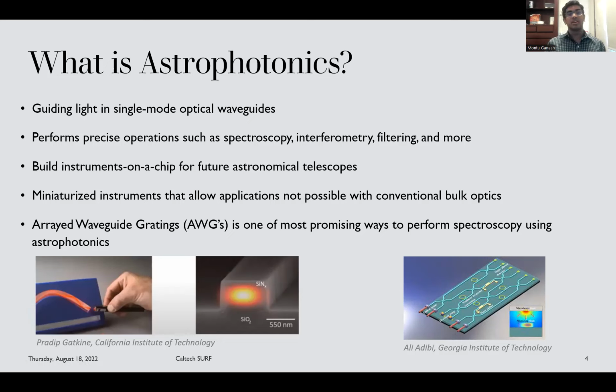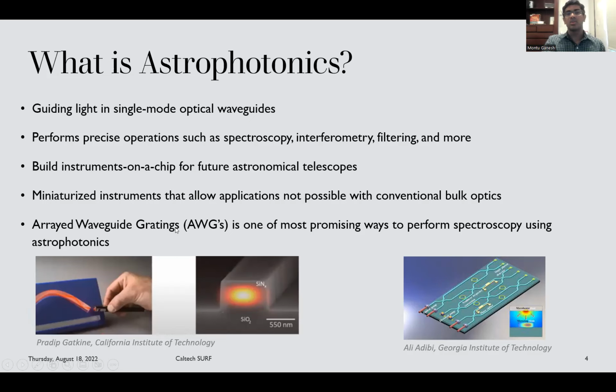So that's the aim of astrophotonics and guiding light along these waveguides, to help with operations such as spectroscopy, which is what we're mainly dealing with. We also aim to build instruments on a chip for future astronomical telescopes, which is very useful for better efficiency to better characterize these exoplanets. And these miniaturized instruments allow applications that are not possible with conventional bulk optics. Using arrayed waveguide gratings is actually one of the most promising ways to perform spectroscopy using astrophotonics. Another word for arrayed waveguide gratings is AWGs.